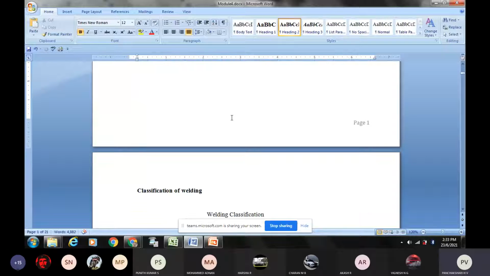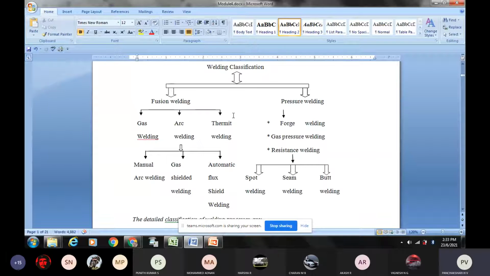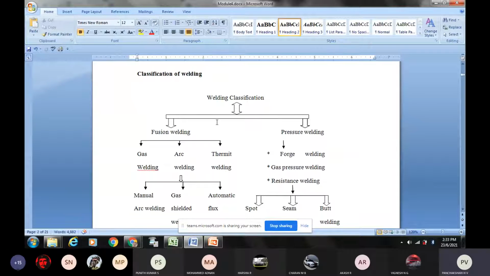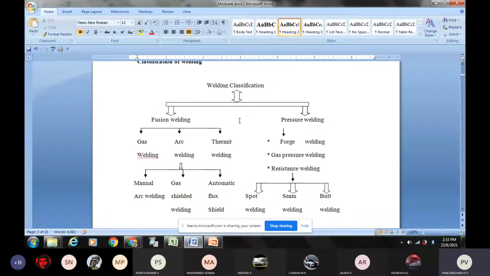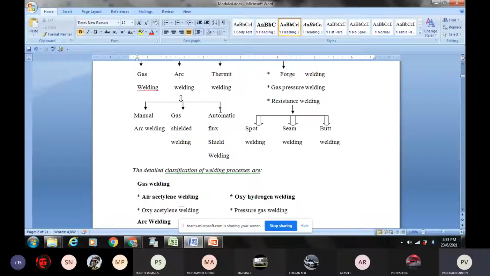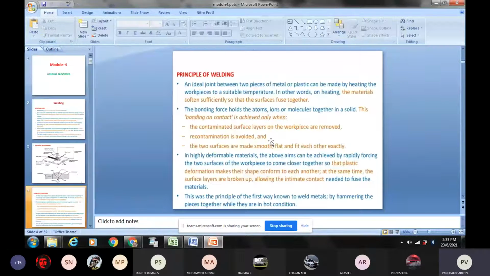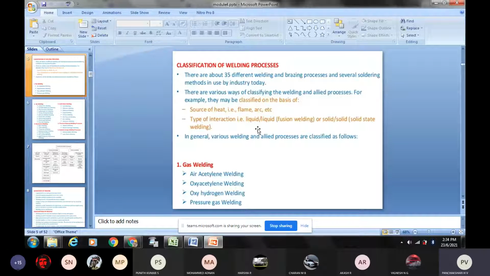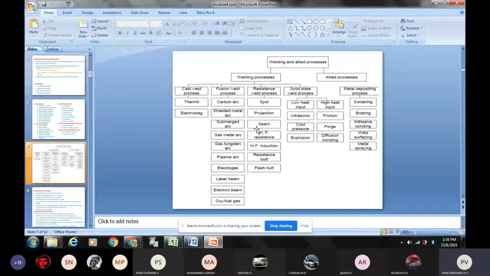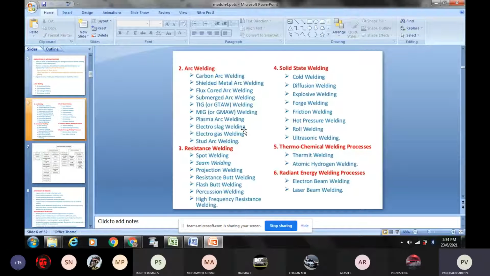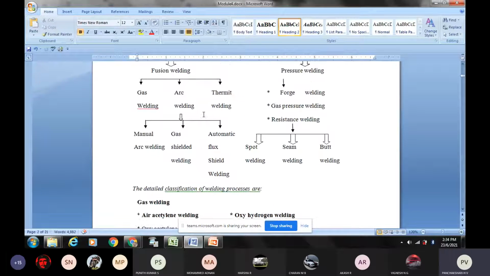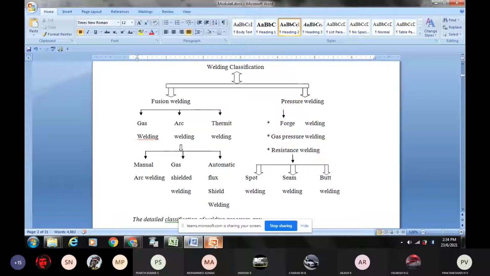Now the next topic, let's go to the classification of welding, that is, welding processes. This diagram is given to classify the welding processes, or this classification is also available. Whichever you want, you can refer to. Either this method of classification or this method of classification. Both are available. You can use either.